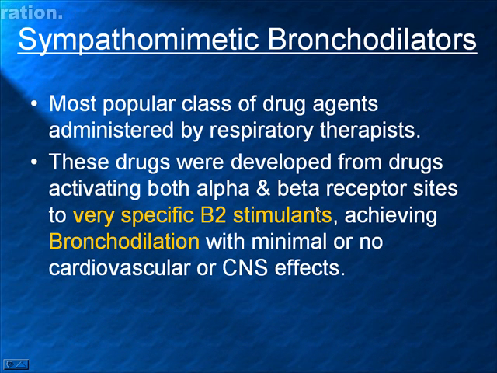And sympathomimetic bronchodilators, they are the most popular class of drug agents that are administered by respiratory therapists. And these drugs were developed from drugs activating both alpha and beta receptor sites, which we'll review in a later slide, to very specific beta-2 stimulants, achieving bronchodilation with minimal or no cardiovascular or CNS effects. The goal is to deliver a drug that is beta-2 specific without the adverse side effects related to the sympathetic bronchodilators.